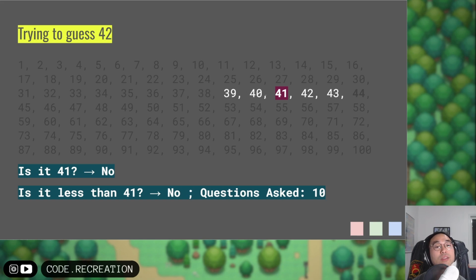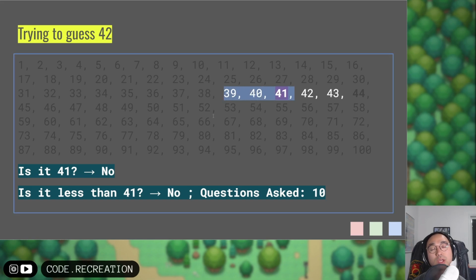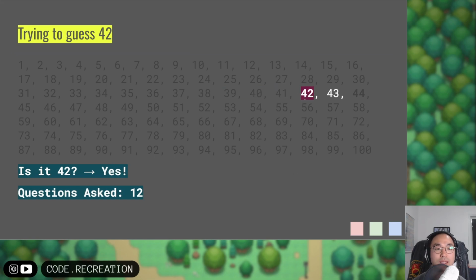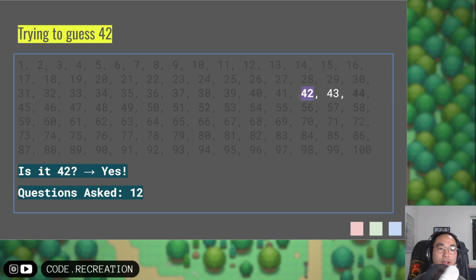It's going to ask, is it 41? And we're going to say no. We're going to say, is it less than 41? We're also going to say no. So we have asked 10 questions so far. And then we get to eliminate all these 3 numbers. And then with 2 numbers remaining, the left value is going to be our midpoint.